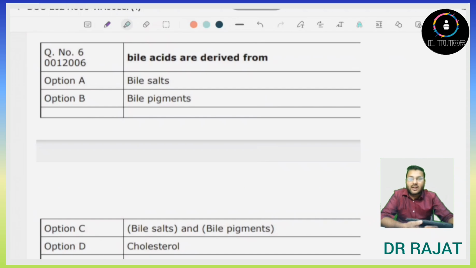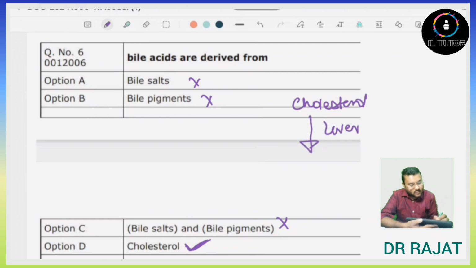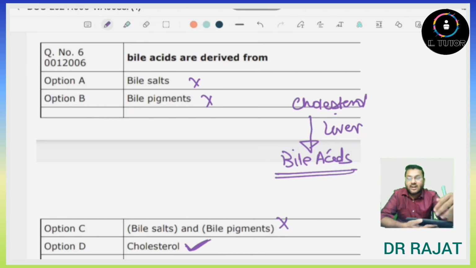Next question is bile acids are derived from. First option is bile salts. This is not true. From bile pigments, again this is not true. Option C is bile salts and bile pigment, no. And fourth one is cholesterol. So this is true. We know that the bile acids are formed from the cholesterol in the liver. So cholesterol in liver is changed into bile acids. And then after that, these bile acids are changed into the bile salts. So they will form the bile salts. And what are bile pigments? So bilirubin, biliverdin, these are the bile pigments.